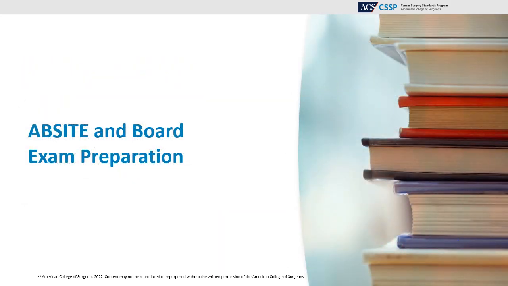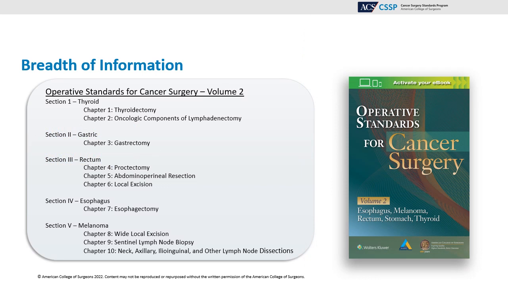These manuals are a concise and comprehensive collection of the most up-to-date best practices for commonly encountered cancer operations. For busy surgical trainees, these manuals may be a useful resource when preparing for examinations. As you can see, the second volume of the Operative Standards for Cancer Surgery covers a variety of surgical topics commonly encountered on the ABSITE and board exams, such as thyroid, gastric, rectal, esophageal, and skin cancers.